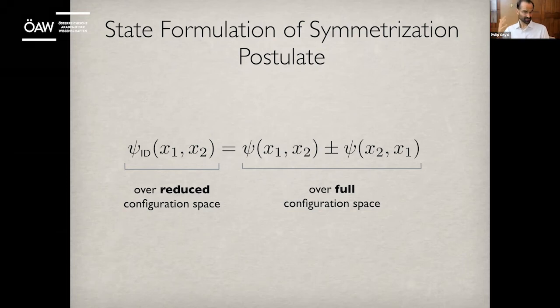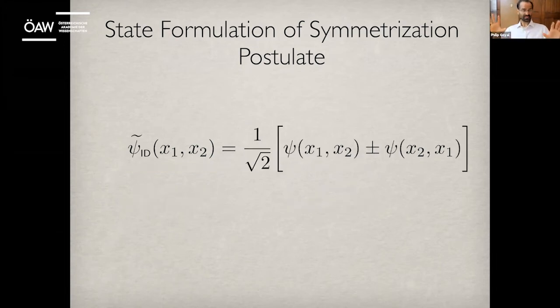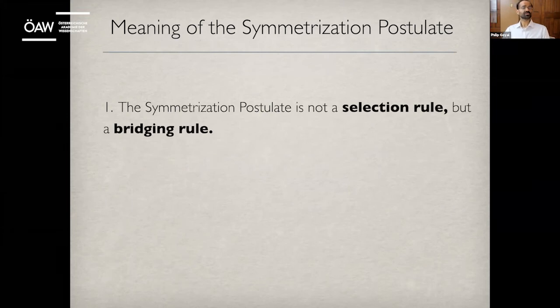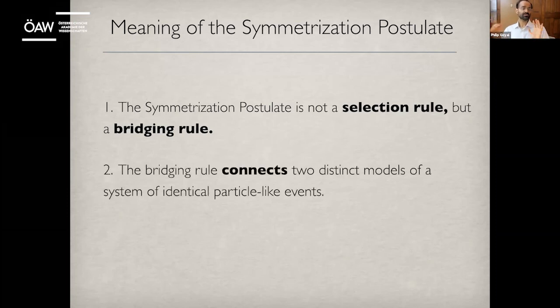And of course, as a mathematical trick, one can extend the function that I previously had over the reduced configuration space to the full configuration space, and we get something that looks like Dirac's symmetrization postulate, but its meaning is completely different. And so I just want to briefly say that from this perspective of the reconstruction, the symmetrization postulate is not a selection rule, as it's almost universally thought, but really a bridging rule. It bridges between two distinct models of the same flash data, if you like.